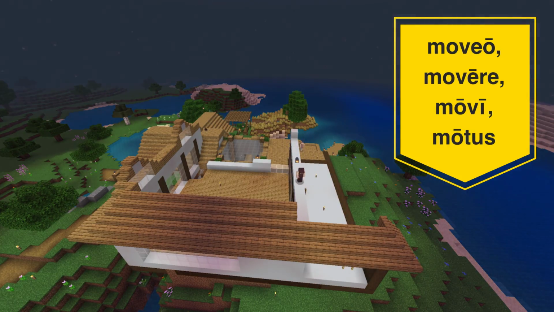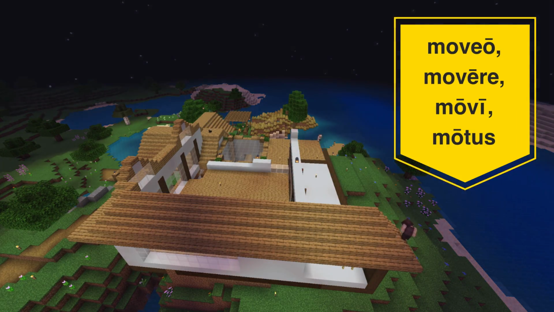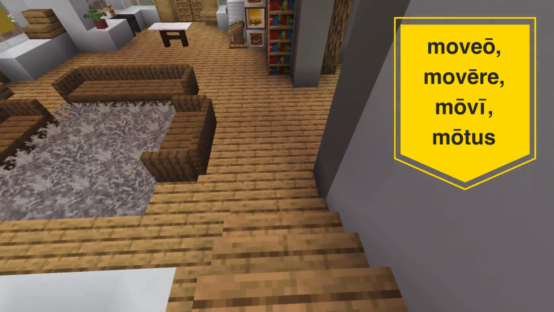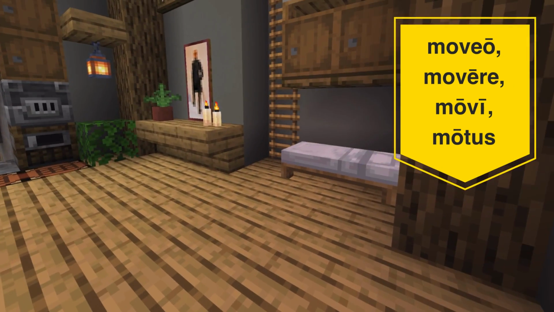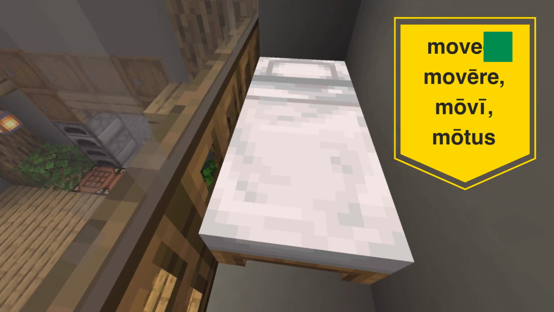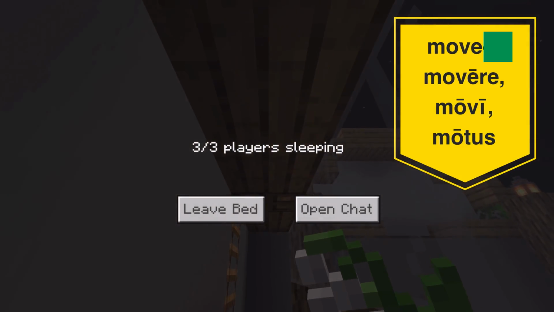Then we have moveo, movere, movi, motus. This word, instead of moneo, means, you can probably guess it, you can kind of see it there. Look, if I just cover up this right here, what do you think that means? Probably got it right, it means move.